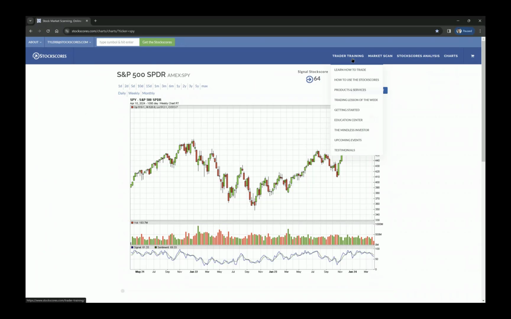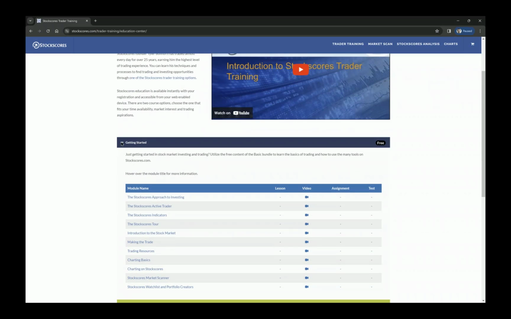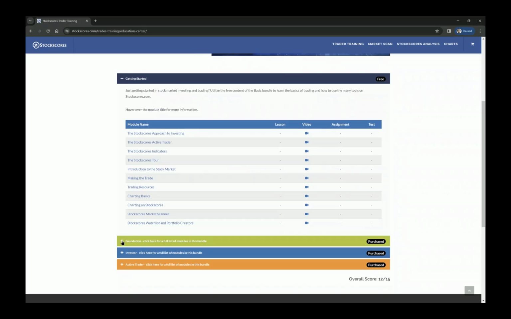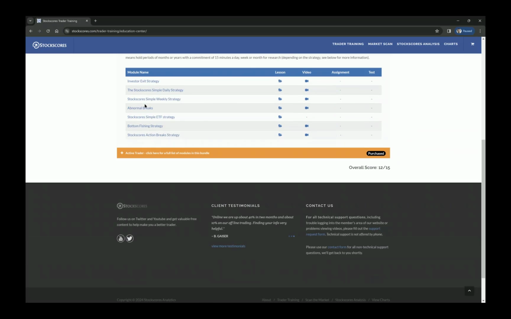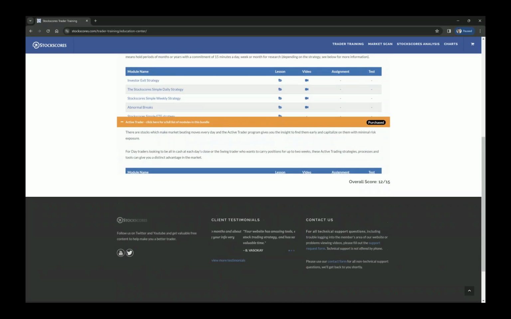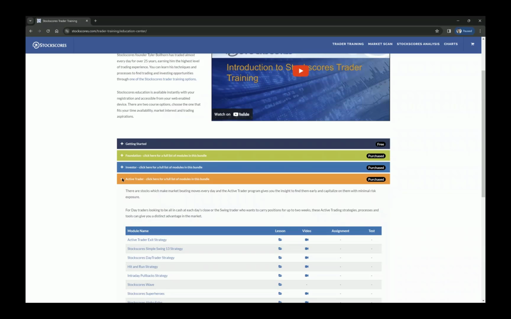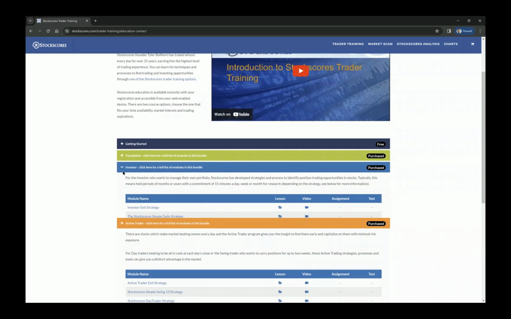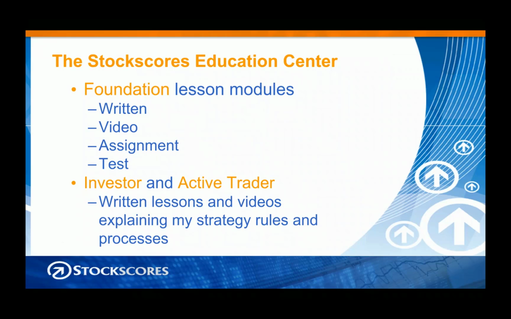And if I go into Trader Training Education Center, this is a member-only area. So if you're not a member, you won't be able to get access to this. But in here, I've got all of these lessons. There's a written part of the lesson, there's a video, and then there's strategies for investing, which we'll talk about tomorrow. There's strategies for active trading, which we've talked about tonight, and we'll talk more about that in the webinar on Saturday. So this coming Saturday, I'll give you a more in-depth tour of this. But that's what the Education Center looks like.